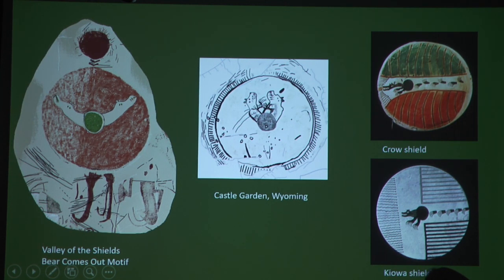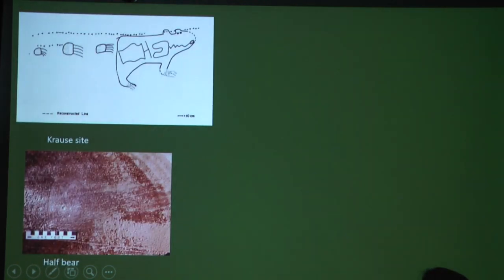So, interestingly enough, this bear comes out motif expresses itself across a wide number of different cultural groups. We find it quite a bit. Some of you know these sites. This is the Krause site, which is on private land, and they don't like for anyone to go, but we have this sketch of it. But you see that same motif. The bear comes out. You see the same as what was on the shields.